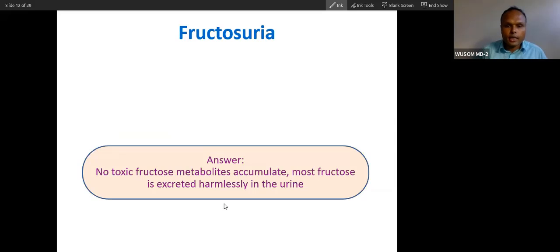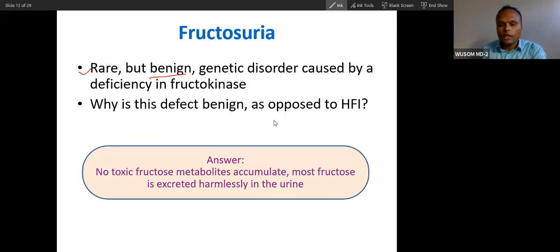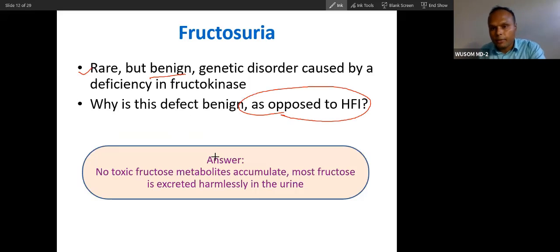Okay, so this is the condition. You can see this is fructosuria. You can study it yourself. This is a rare genetic but benign condition. Why is the defect benign in comparison to hereditary fructose intolerance? Because fructose is permeable, while fructose 1-phosphate is impermeable.